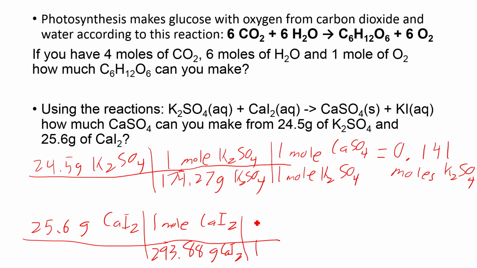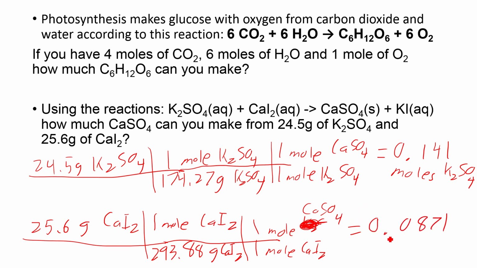And again, we end up with a 1-to-1 relationship of 1 mole calcium iodide makes 1 mole of calcium sulfate. Scratch that out. So 25.6 divided by that, we get that this could only make 0.0871 moles of our calcium sulfate.